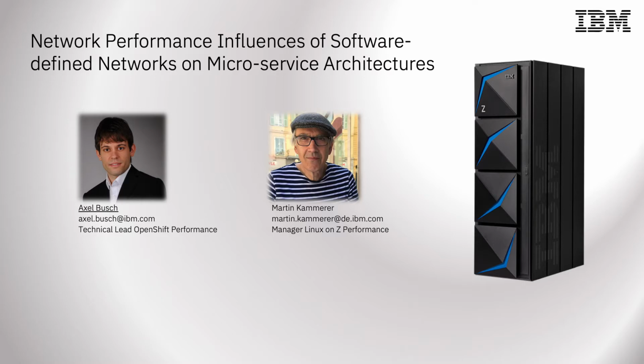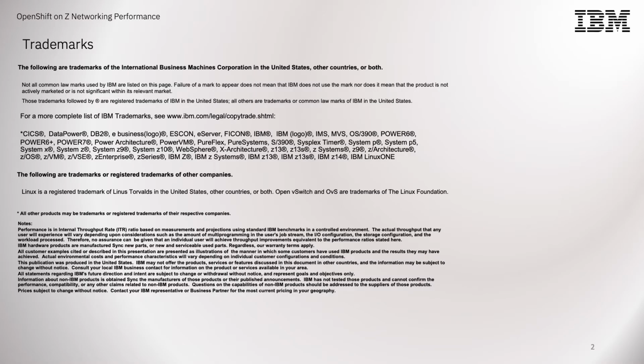My name is Axel Busch and we are working on the optimization of the OpenShift performance on the IBM C platform. This session will be about the network performance and network performance influences of software-defined networks on microservice architectures. We use as an example the Red Hat OpenShift Container Platform on IBM C. At first, I want to show you my motivation for this work.